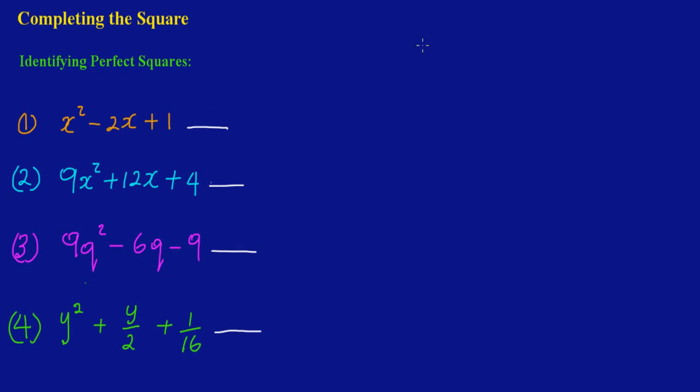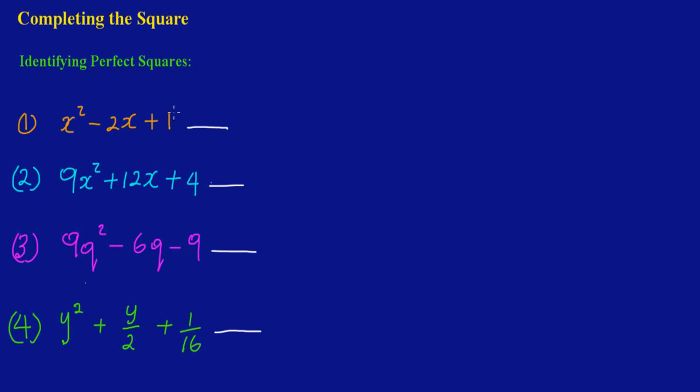Hi guys, in the previous video we looked at some characteristics of a perfect square. So let's get into this activity by identifying what perfect squares are. Since we now know the characteristics, what we should look for in a quadratic expression to determine whether or not it's a perfect square. So we're asked here to identify perfect squares.